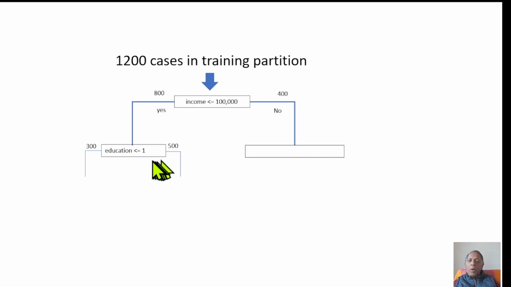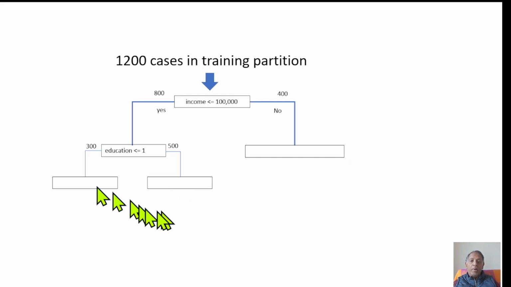Okay, so now it said, I'm going to take all the 500, 800 cases in this bucket and split it into two parts based on this criterion. So once again, let's assume that 300 people had education less than or equal to 1, 500 had education greater than 1. Okay, so now we've got three buckets: 300, 500, 400. Of course, the total has to be 1200 because that's how many we put into the top.